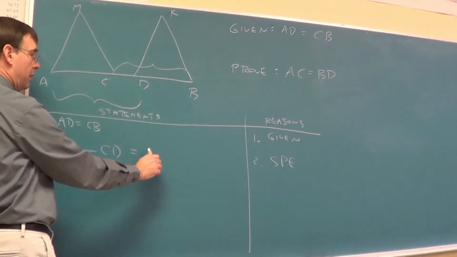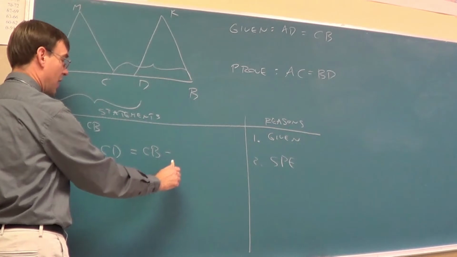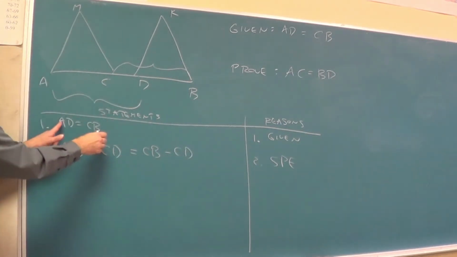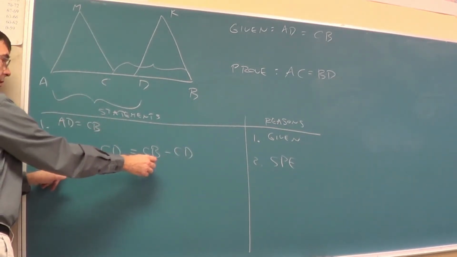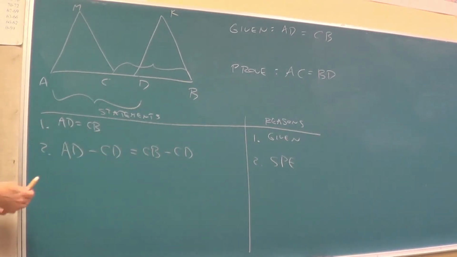Who is the other big one? CB. And who did we want to subtract? CD. We had equal things. If we subtract the same thing from both, that's a step in the right direction. That doesn't have to be step 2. That could be 3, 4, 5. Sometimes the steps are unrelated, but that's all true.